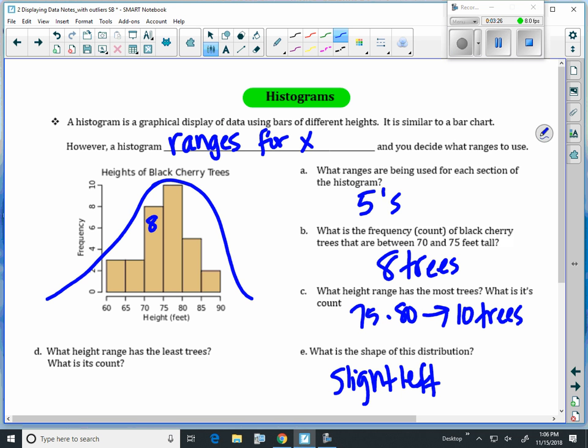What height range has the least trees? 85 to 90. How many trees are there? 2. That's part D. So that's how we read a histogram. Do you have any questions on that?